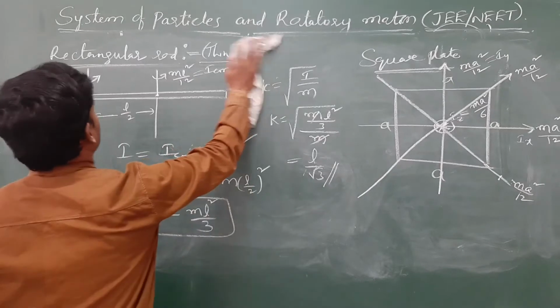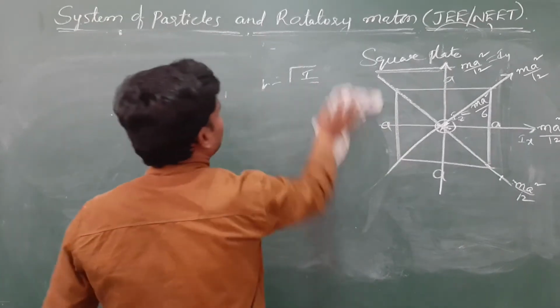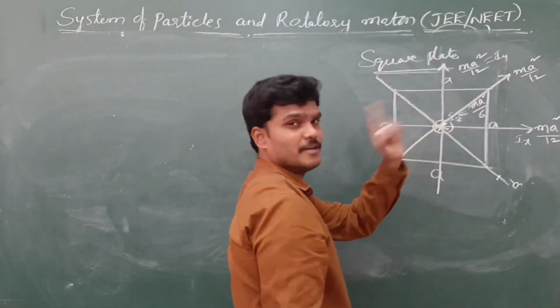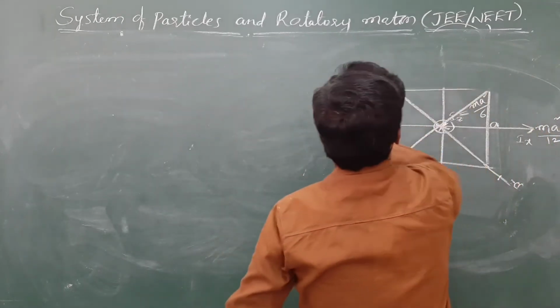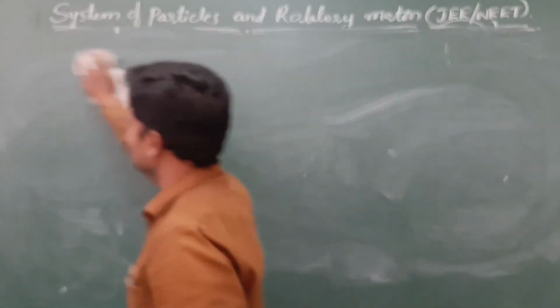Yeah, see the next one. So anyhow, for a square plate, except this center, remaining all are almost ma square by 12, and here ma square by 6. Now see, let us find moment of inertia at one end of the rod and the rod makes an angle theta.